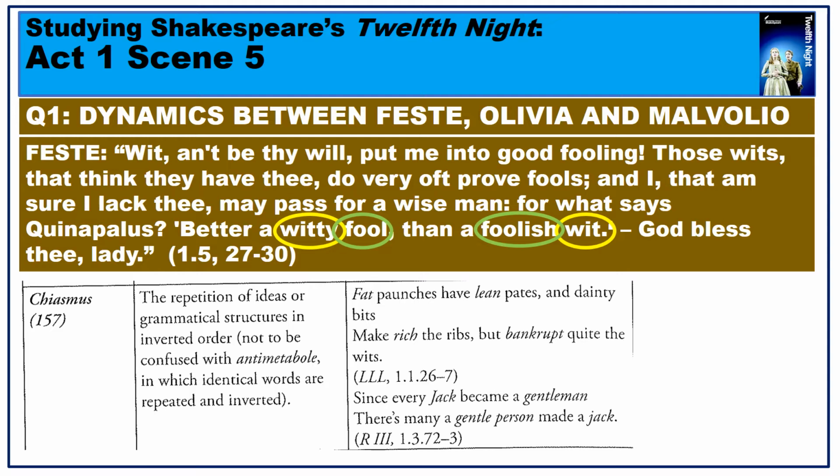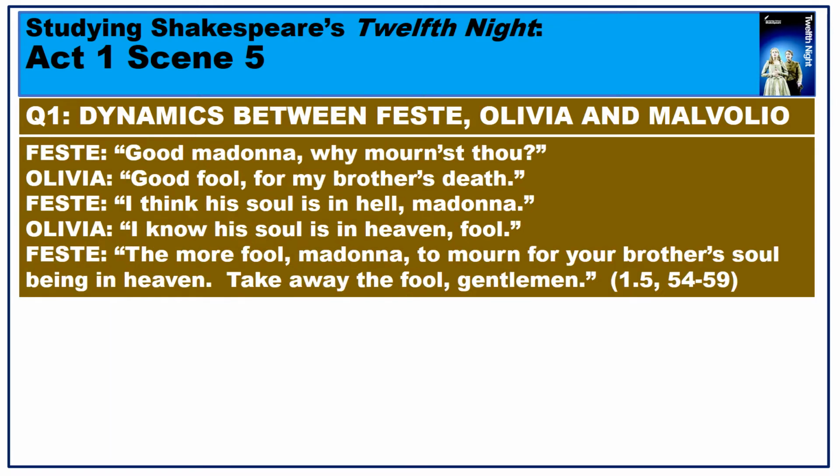And with time, he manages to get Olivia back on side by setting up a question and answer sequence which will ultimately confirm his own wit. In this easy-to-understand exchange, Feste questions Olivia's mourning. He knows the answer to his question, but needs her to deliver her line so that he can continue his logical progression, which will end in a trap.